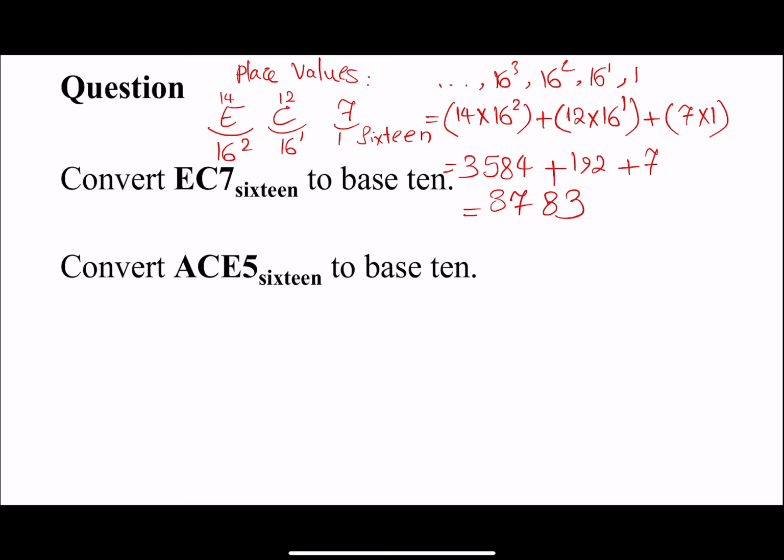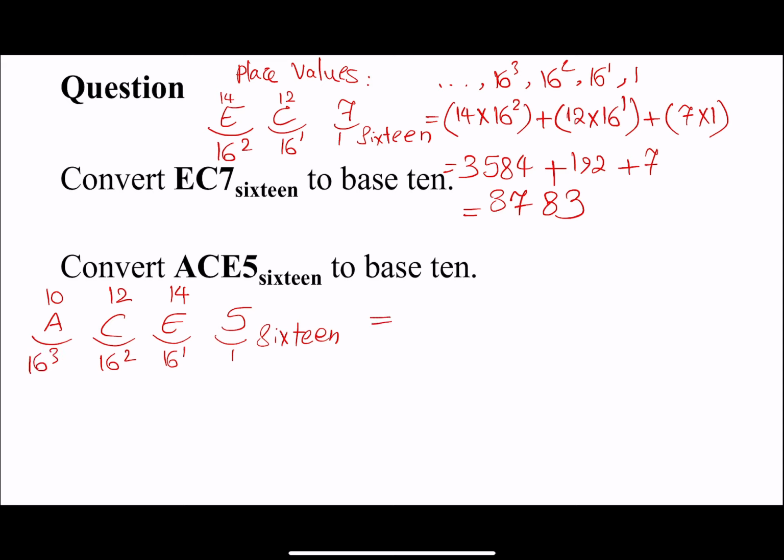And the next one, I'm gonna do the same thing, following the same strategy. We have ACE5 base 16. A is actually 10, C is actually 12, E is 14, and 5 is 5. I write the place value of each digit from right to left. The place value of 5 is 1, for E it is 16, for C it is 16 squared, and for A it is 16 to the third power.